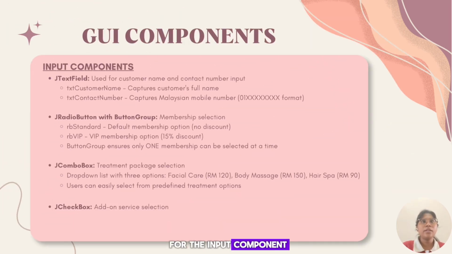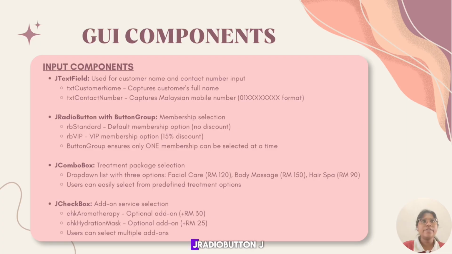For the input component, we use JTextField, JRadioButton, JComboBox, and JCheckBox. The JTextField is used for the customer's name and contact number. The JRadioButton is used for membership selection. We have two options, which are standard and VIP. The ButtonGroup ensures that the user can select one membership at a time.